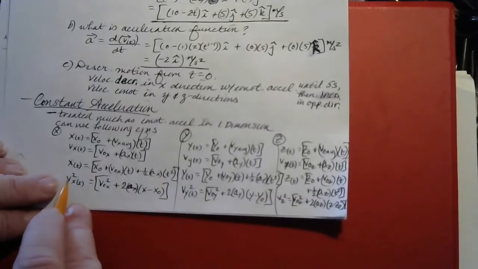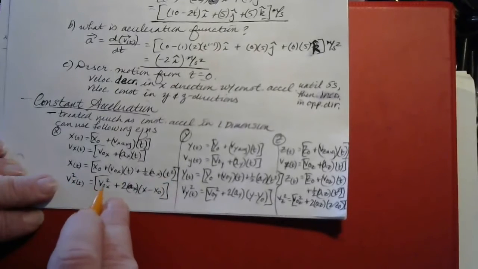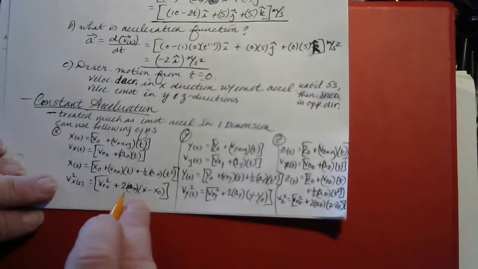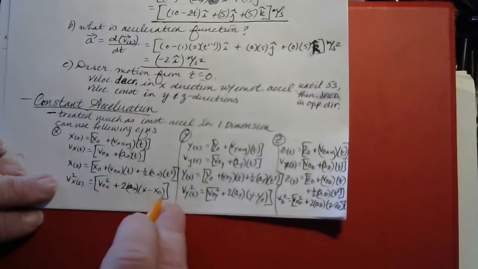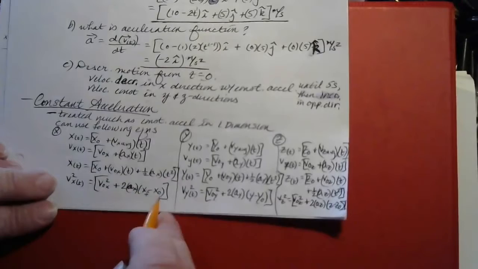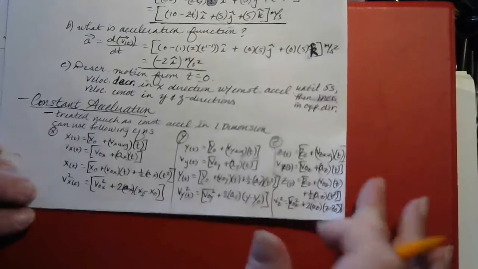And also we can find the velocity squared in the x direction just by taking the original velocity squared in the x direction plus 2 times the acceleration in the x direction times the displacement in the x direction, which again looks very familiar.